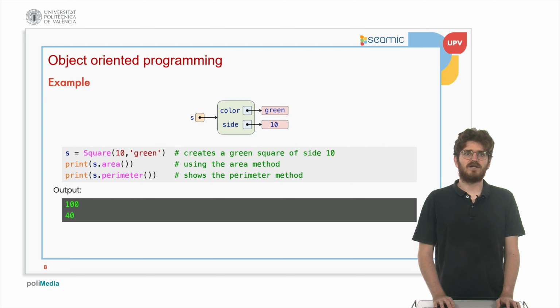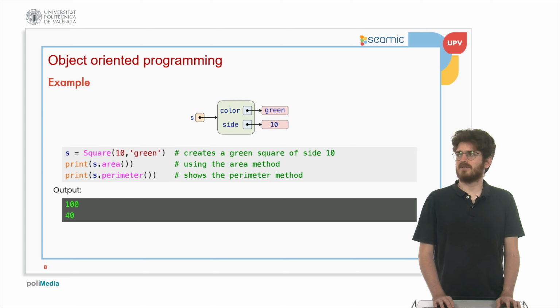A new object is created by calling the constructor method, which is called by writing the name of the type in uppercase, in this case, Square, and then passing the parameters in parentheses. In this case, the size is 10 and the color is green.